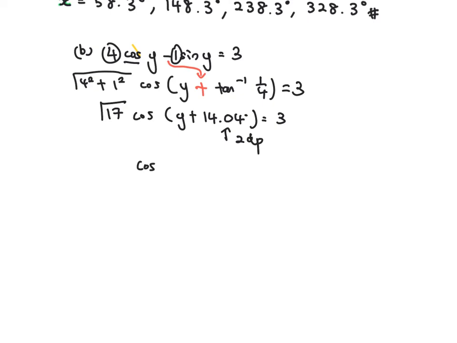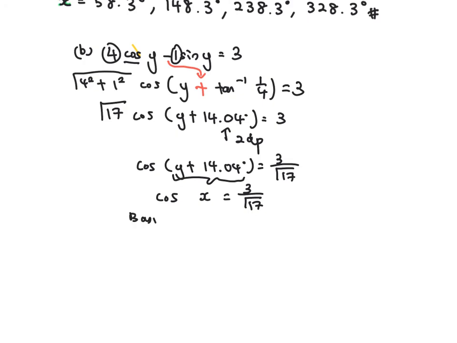And then putting the trigo function on one side, we get y plus 14.04 equals 3 over root 17. And then we will let this be x. So we have cos x equals 3 over root 17. And we find the basic angle of x. The basic angle will be 43.31 degrees. And x, since cosine is positive, lies in the first or fourth quadrant.